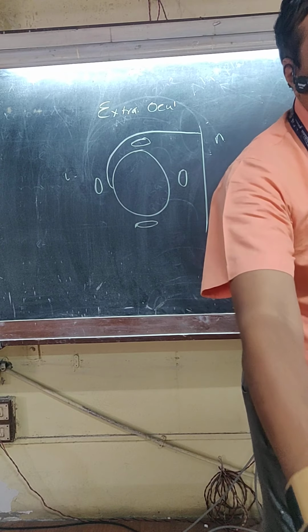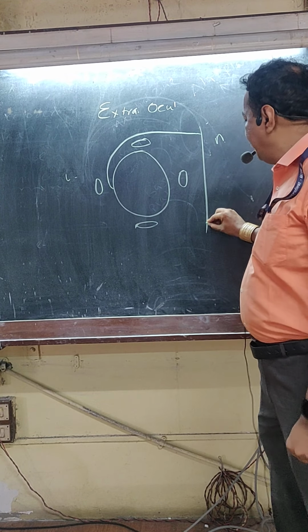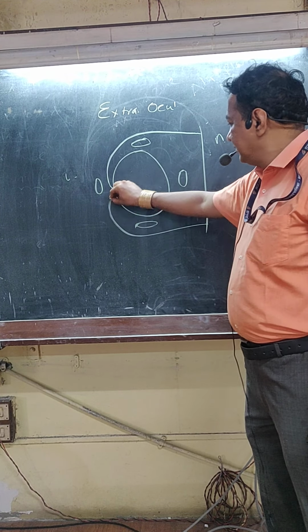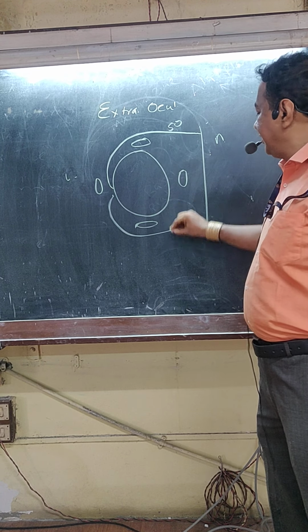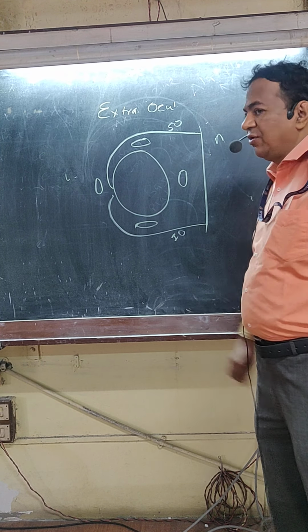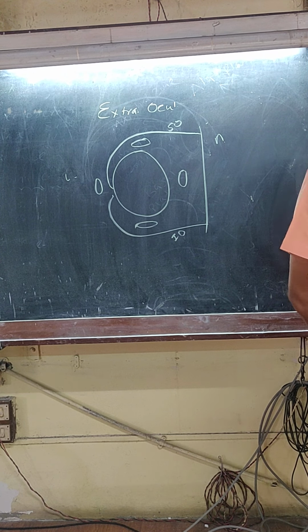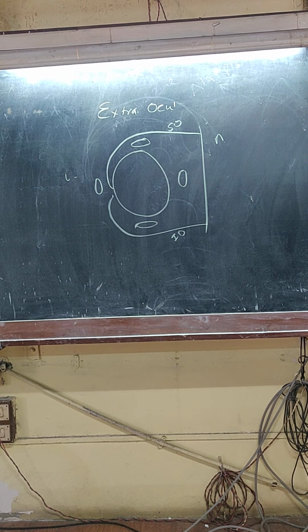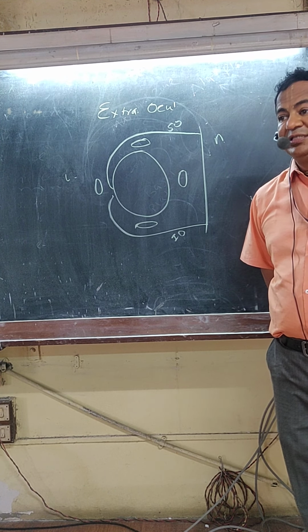Apart from these four recti, there are two obliques. This is superior oblique and this is inferior oblique. Okay, so there are 6 muscles in total.